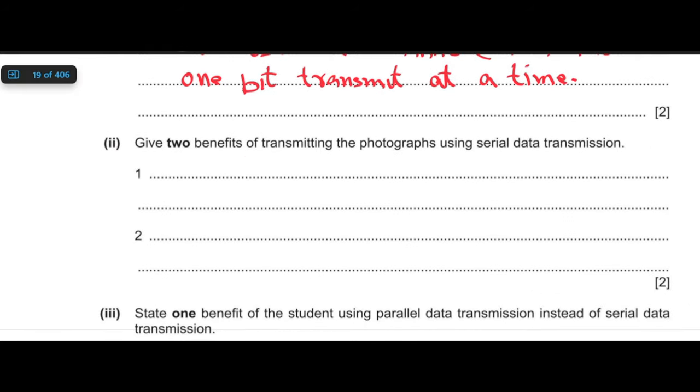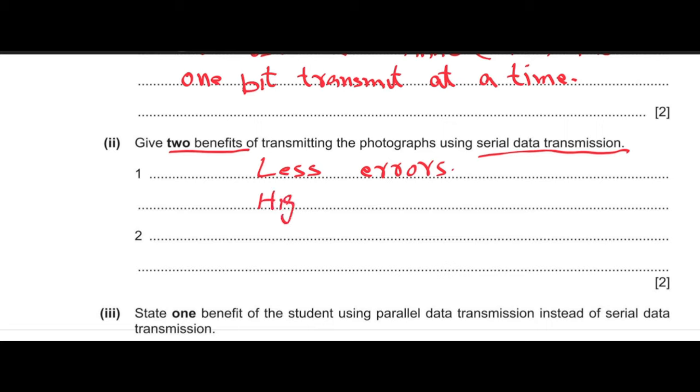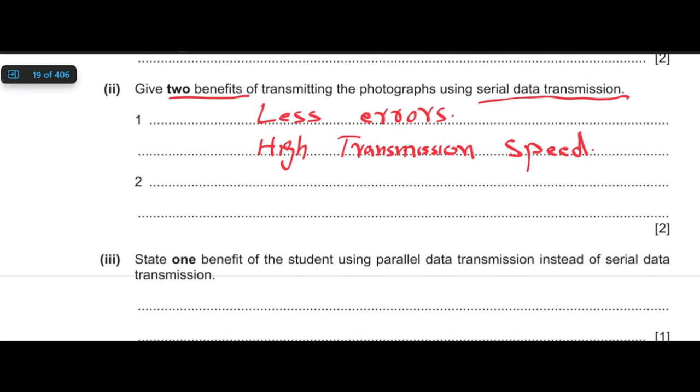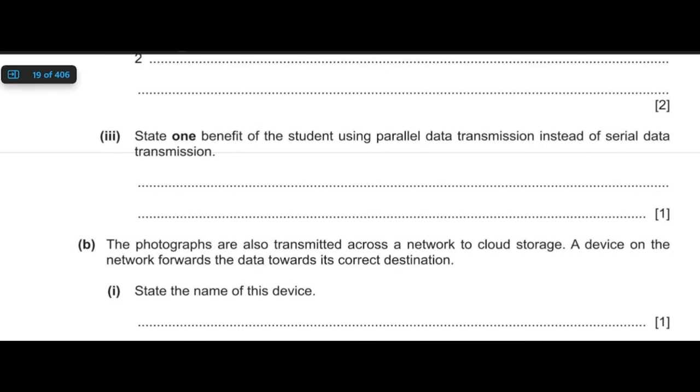Give two benefits of transmitting the photographs using serial data transmission. First benefit is fewer errors, because it's using one channel. And the second one will be high transmission speed. So these are the two benefits of serial data transmission. Number three, state one benefit of the student using parallel data transmission instead of serial. As we know, in parallel, we are using multiple channels to transmit the data. Theoretically, the transmission speed will be higher.